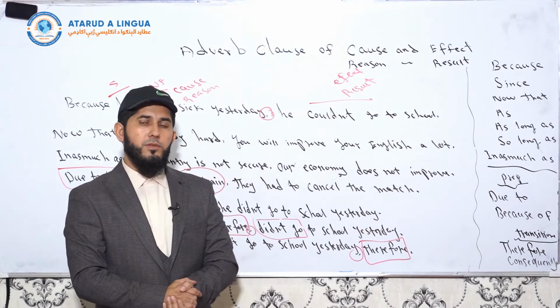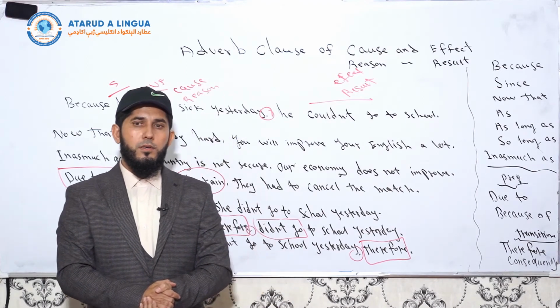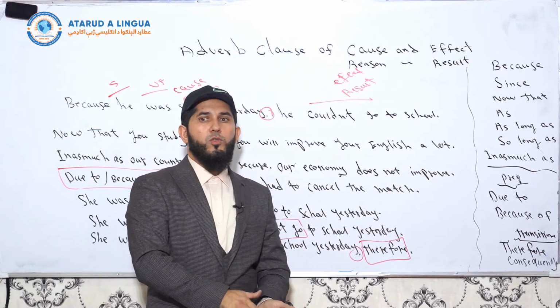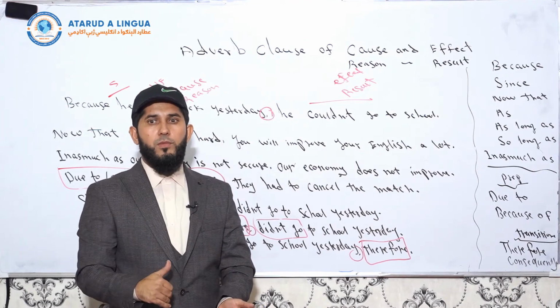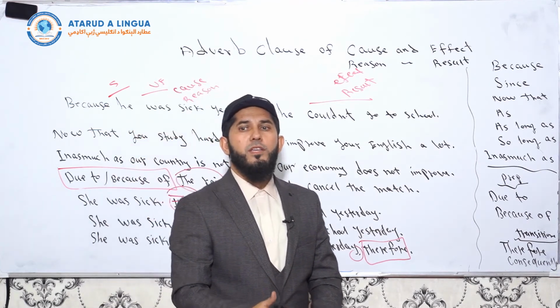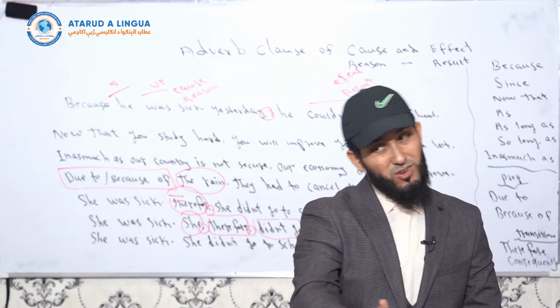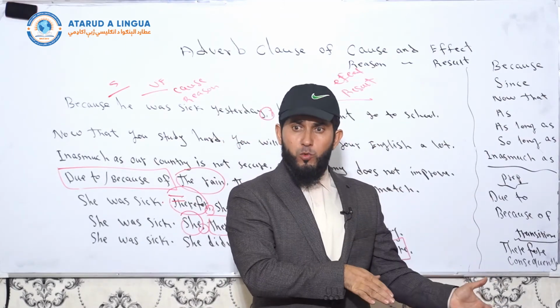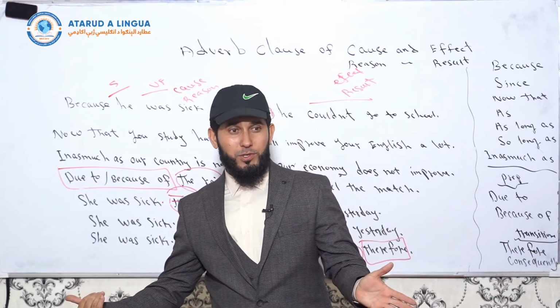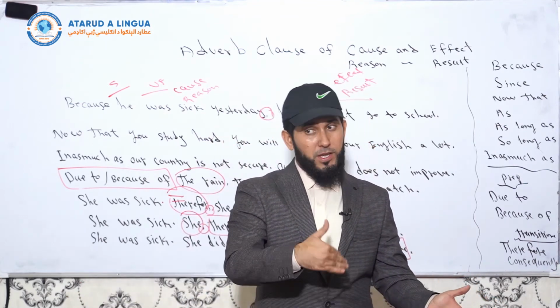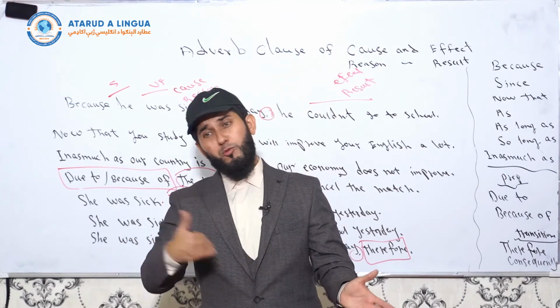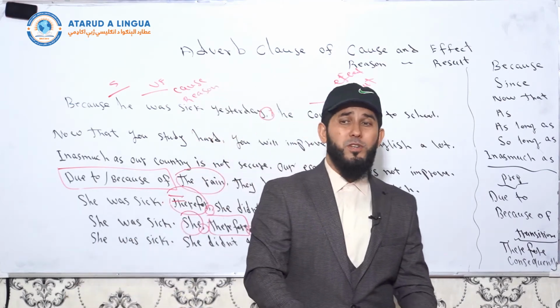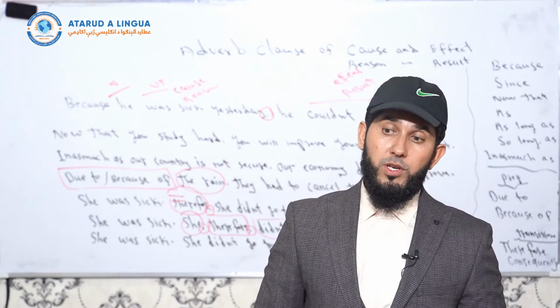A few more examples. Because his father was sick, he didn't come here. Because his father was sick, he couldn't or he didn't come here. Okay? Because of his father's sickness, he couldn't come to his class, right? His father was sick, consequently, he couldn't come to his class. He therefore couldn't, or he consequently couldn't come to his class. His father was sick, he couldn't come to his class, consequently or therefore.